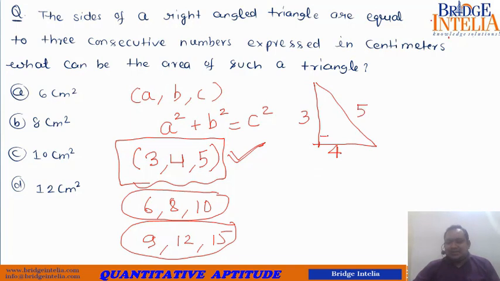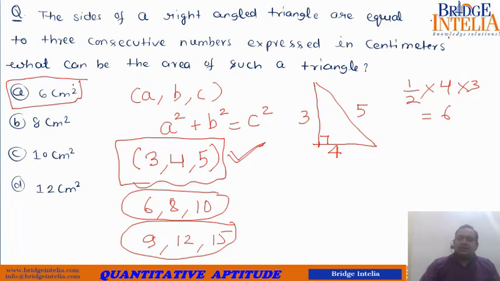So what is the area? Area is equal to half into base. Base is 4. Height is 3. So this is 6. So this must be the answer. Now, let's move further.